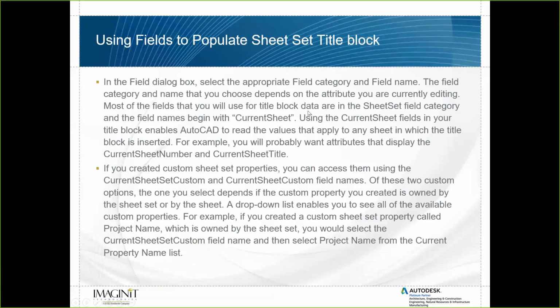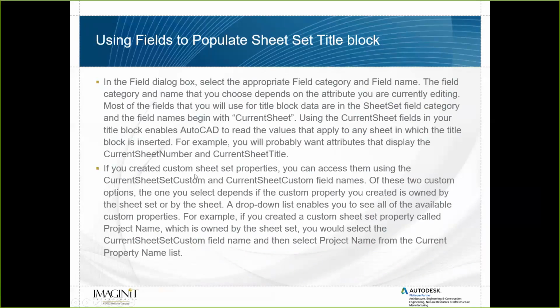Most of the fields you use for your title block data are going to be in the sheet set field category, and the field names begin with current sheet set. Using the current sheet set fields in your title block enables AutoCAD to read the values that apply to any sheet in which the title block is inserted. So for example, you probably want attributes that display the current sheet number and the current sheet title.